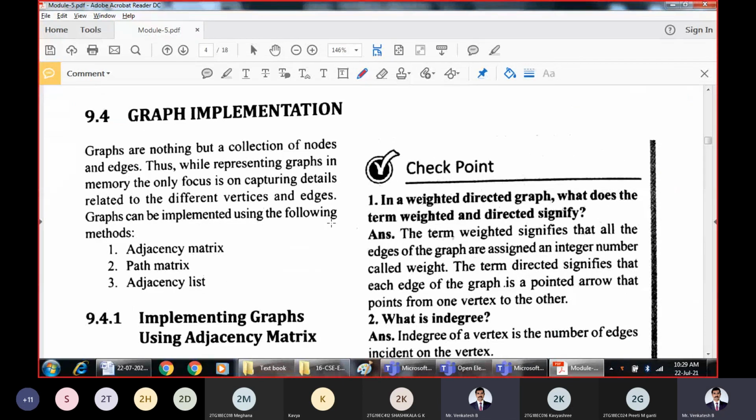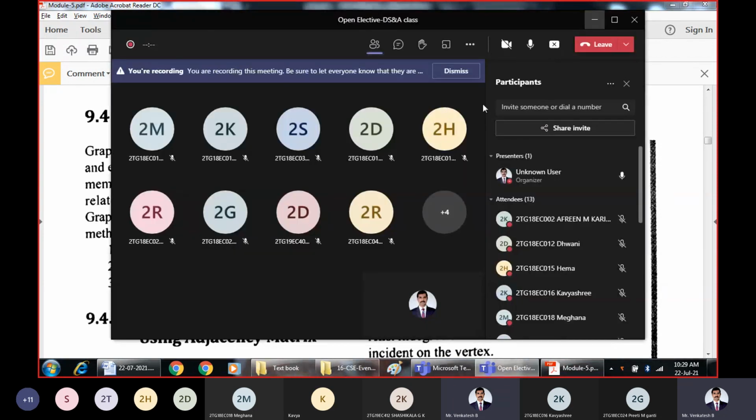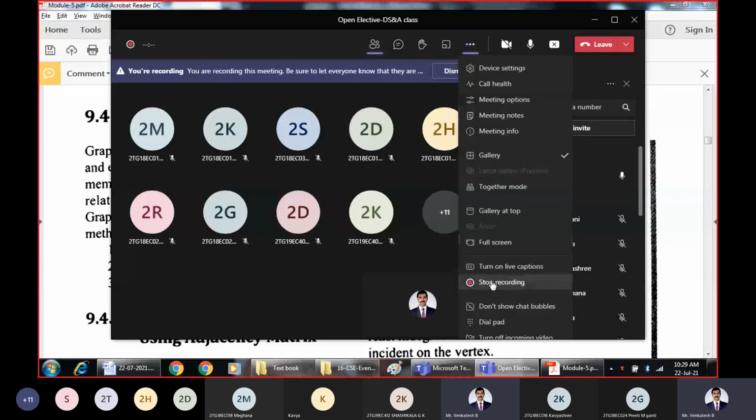Right. So this was the introduction about the graph data structure and some of the terminologies that we have studied about the graph. So in the next class we'll be discussing how to implement the graph by using adjacency list and by using adjacency matrix.